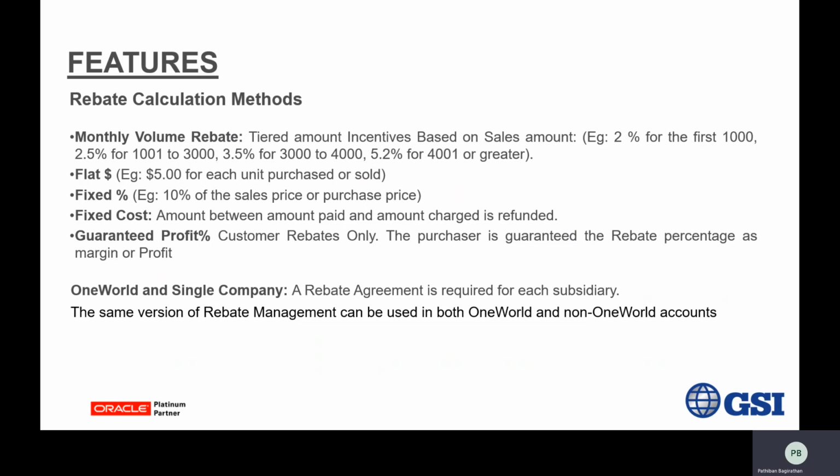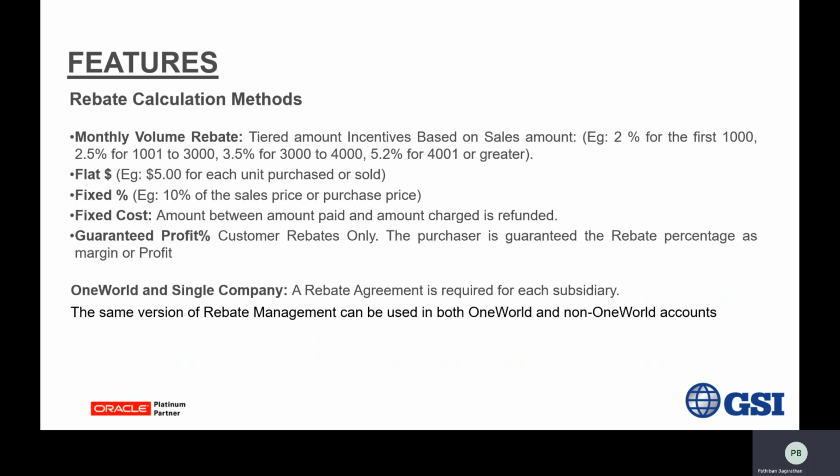And moving on with more features, we have calculation methods. Like we were talking about monthly volume rebates. This could be based on the dollar amount. So we define a percentage: for the first $1,000, you have 2%, $1,001 to $3,000 is 2.5%. From $3,000 to $4,000 is 3.5%. And anything greater than $4,001 is 5.2%. So these are just an example of tier amount incentives based on sales amount or purchased amounts.